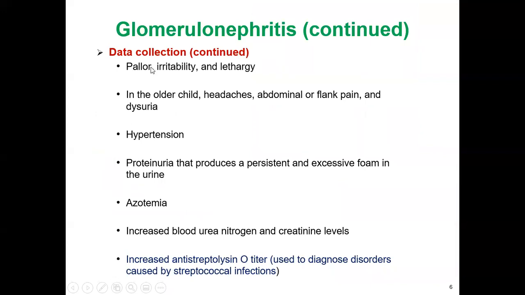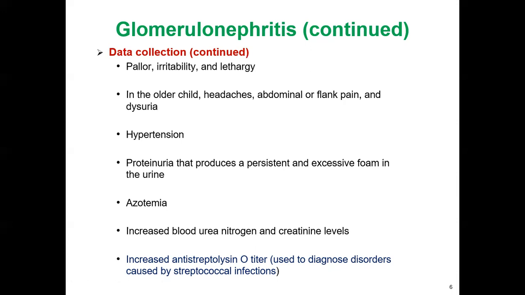What are the other data collection findings? Patient pallor, irritability, and lethargy. In an older child, headache, abdominal or trunk pain, and dysuria. Hypertension, proteinuria that produces persistent and excessive foam in the urine, or azotemia, right? What is azotemia? Azotemia is an increase in BUN, blood urea nitrogen, and creatinine, and suggests renal impairment. Sometimes it is asymptomatic. So don't miss azotemia and uremia.